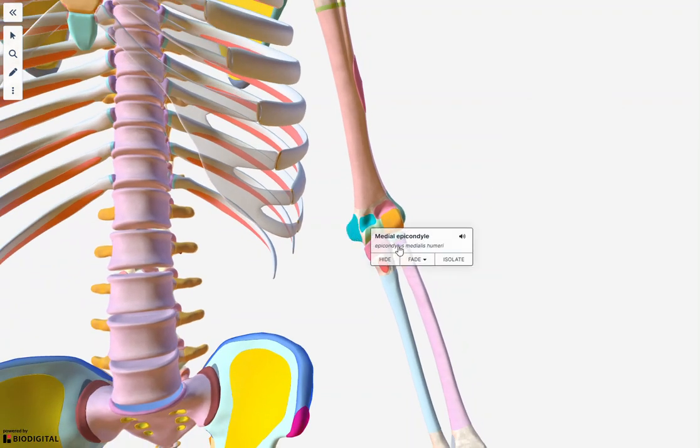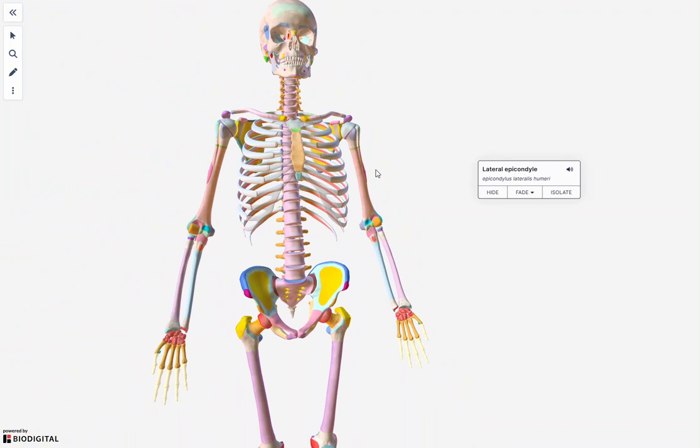So we could say the medial epicondyle. It's the medial epicondyle because it's towards the midline of the body. This is the lateral epicondyle because it's towards the lateral side of the body. All right, so knowing proximal to distal.